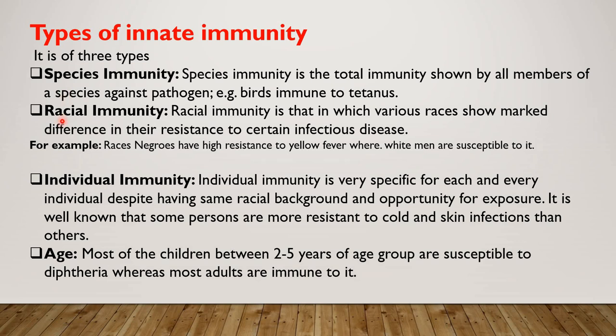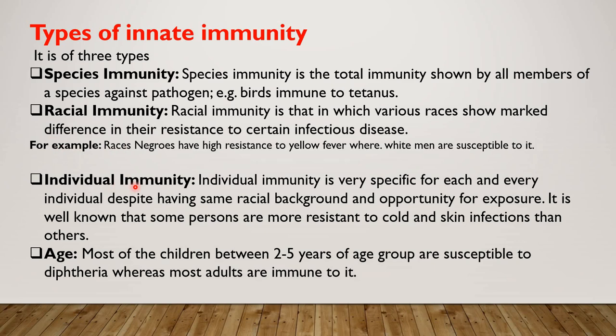Next is racial immunity. Racial immunity is that in which various races show marked differences in their resistance to certain infectious diseases. For example, Negroes have high resistance to yellow fever, whereas white men are susceptible to it.